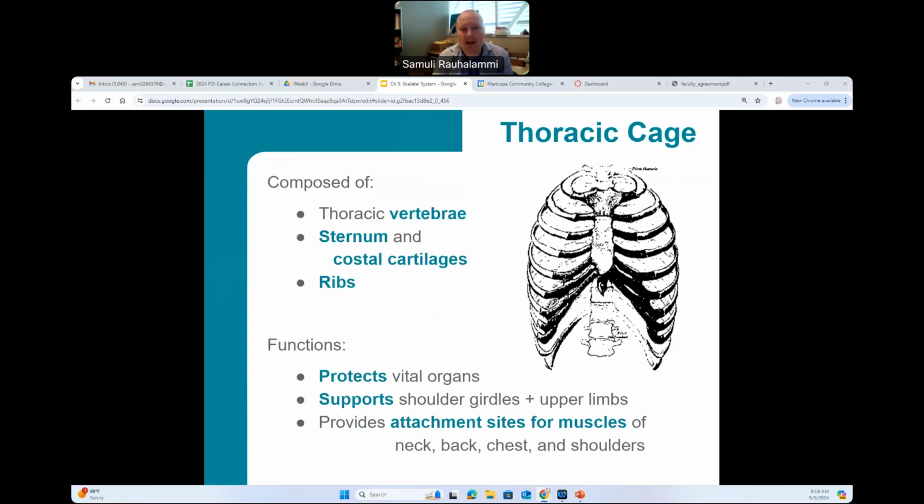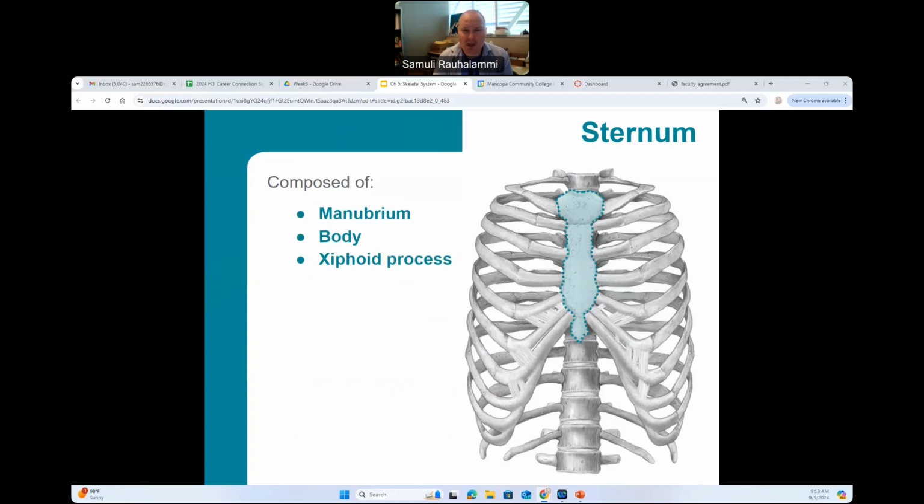Let's unpack these structures a little bit more, and let's start with the sternum. The sternum can be divided into 3 regions. We have the body, which is the largest area, the mid part of the chest bone. We have our manubrium, which is the superior portion. This is where the clavicles or collarbones attach. And finally, at the very bottom, we have the xiphoid process, which is the inferior portion.